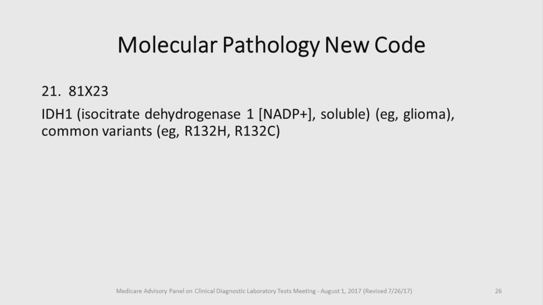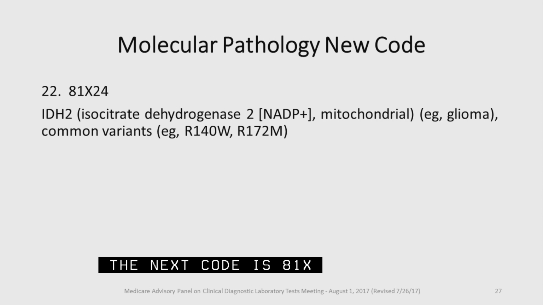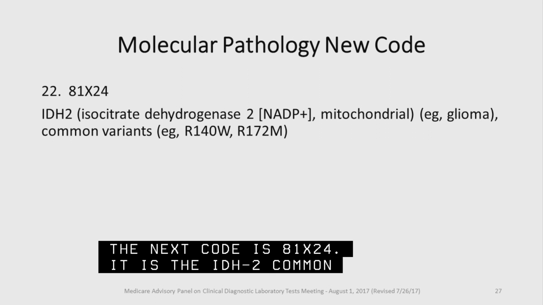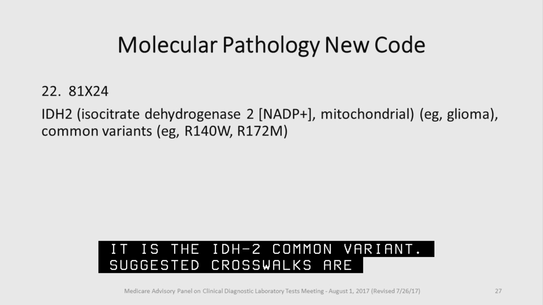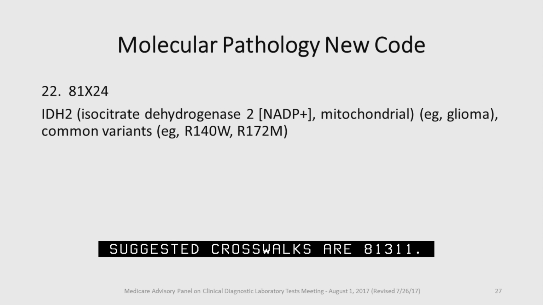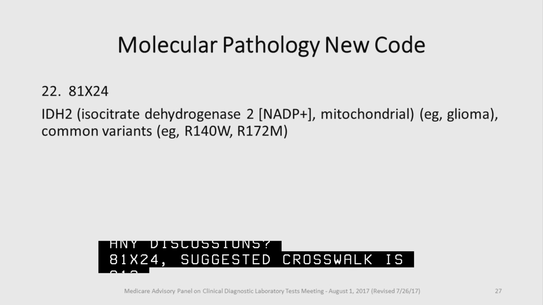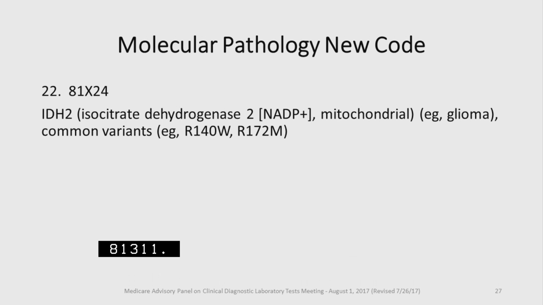Okay, so the next code is 81X24. It's the IDH2 common variants. Suggested crosswalks are 81311. Any requests from the panel for the presenters? Any discussion for 81X24? A suggested crosswalk is 81311. So go ahead and submit your ballots. And also remember that gap fill is another possibility.